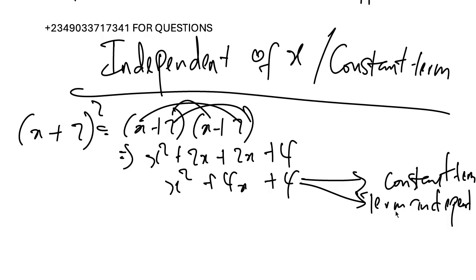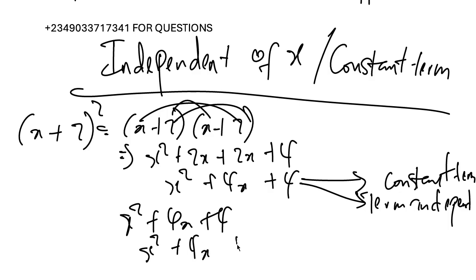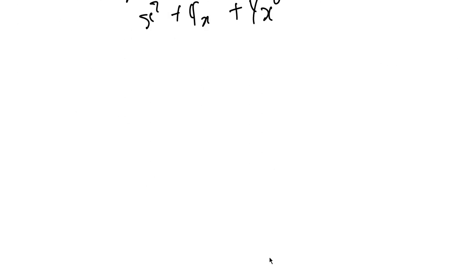So how do you find it? It's the same principle we followed in coefficient. It's just that at the end of the day, you will now equate x to the power of whatever your simplification is, and then you relate it with x to the power 0. Because in this case, x squared plus 4x plus 4 can still be written as x squared plus 4x plus 4x to the power 0, because x to the power 0 is 1. So it's where the power of x is 0.